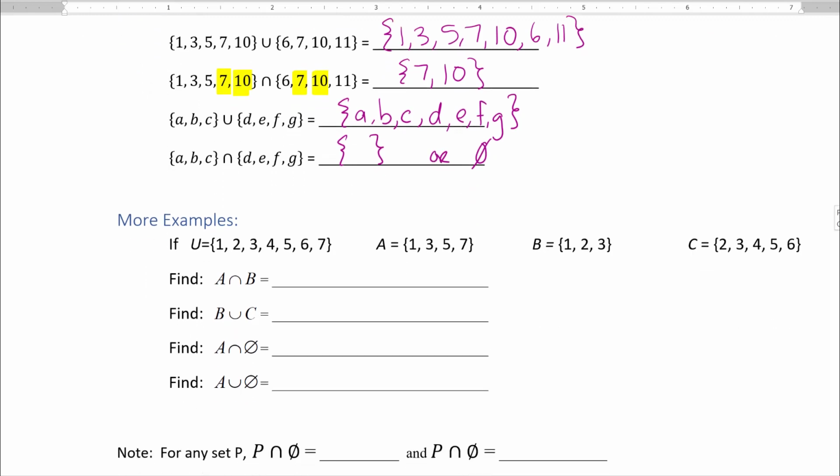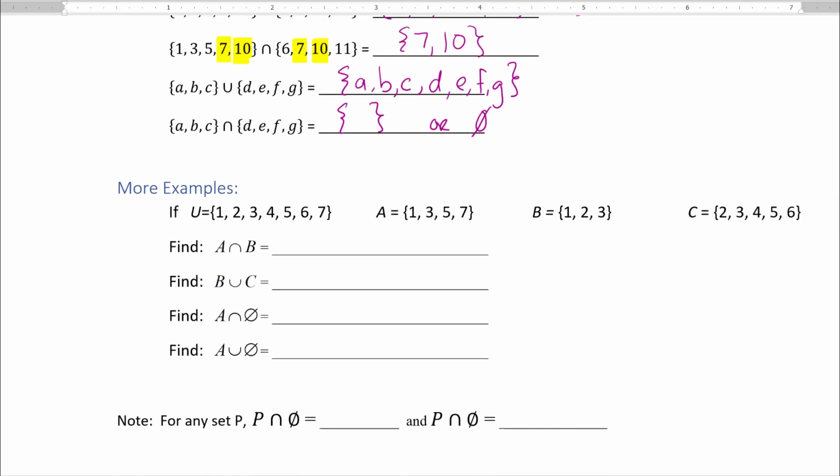Let's do some more examples here. We have a universal set, 1 through 7, whole natural numbers. And then we have sets A, B, and C here that include some of the universal set. So let's see. If I have A intersect B, we're talking about all of the items that are in both A and B. Intersect means it has to have some of both. So it looks like 1 is included in both, and 3 is included in both, and I think that's it. So for A intersect B, I've got 1 and 3, the set of 1 and 3.